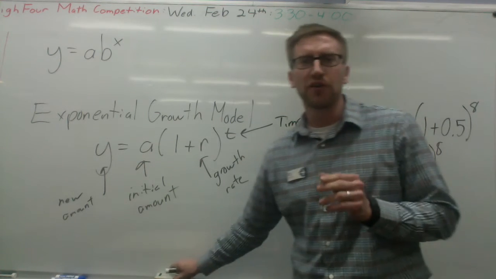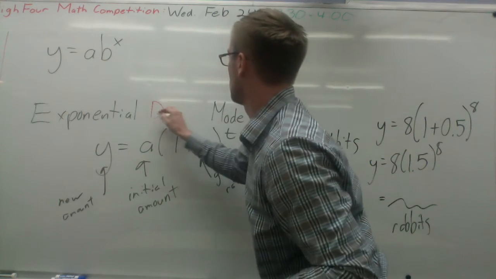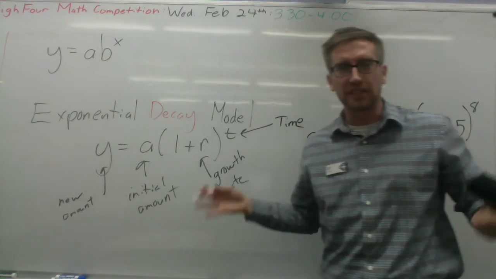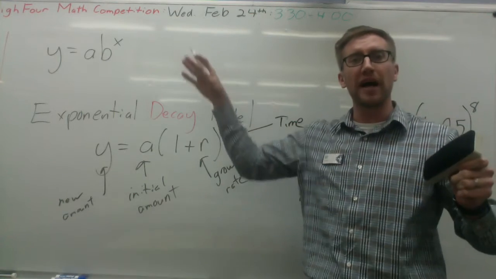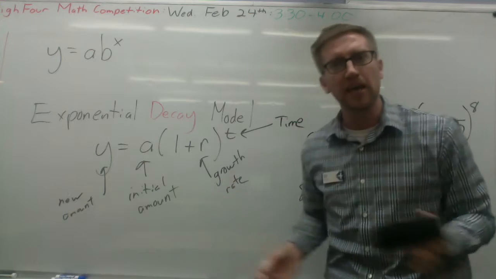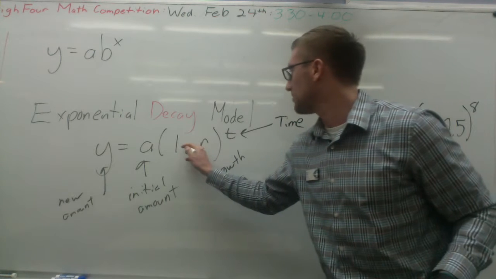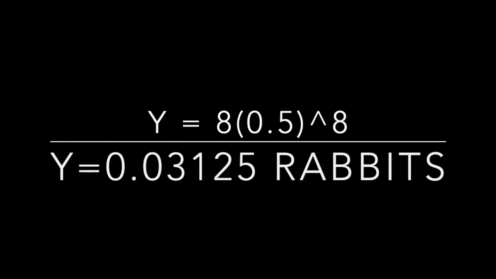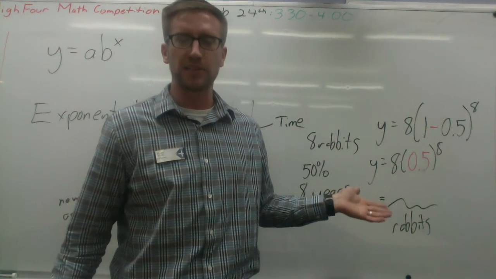Alright, so in order to make this a decay model, what do you think is going to change? Yeah, the rate. Alright, instead of growing by 20%, maybe it's decaying by 20%. So instead here now, all it changes, this becomes, again, if you do go ahead and plug this in, you get 0.03125 rabbits. Obviously, there are no rabbits left. The power of exponential decay. Unfortunately, it's probably some tiny decimal amount.